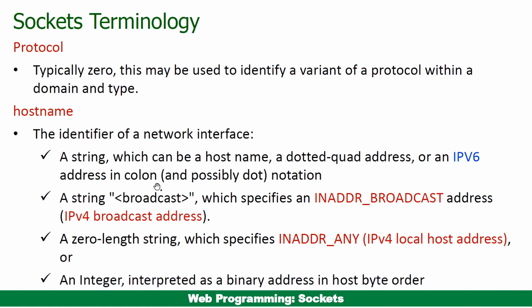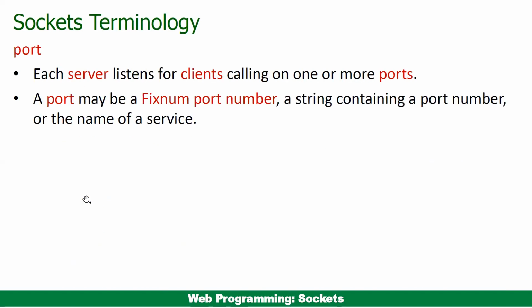Then a string, for example, broadcast, which specifies an in address hyphen broadcast, means this is the IPv4 broadcast address. Then a zero length string which specifies in address underscore any. This is the IPv4 localhost address, or an integer interpreted as a binary address in host byte order. These are all the representations of host names.